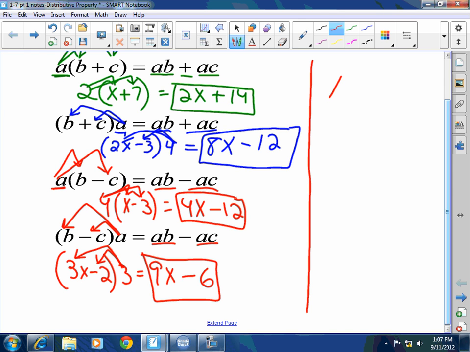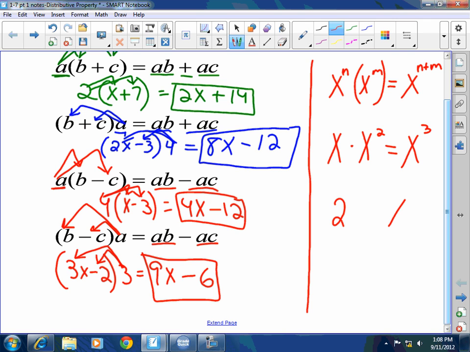Okay. When you have the same variables being multiplied to each other, the answer to that will be the same variable raised to the sum of the powers. So when you're multiplying the same variable, you keep the variable and add the exponents. For example, x times x squared. That's going to be x cubed, and this holds for every single number and variable in the universe, for example, the number 2, the number x.